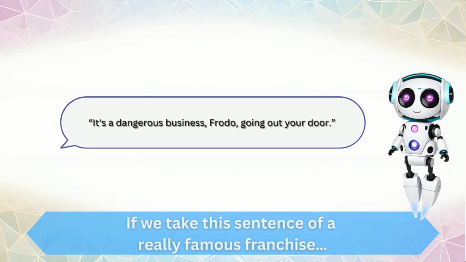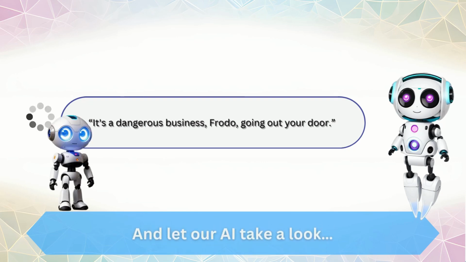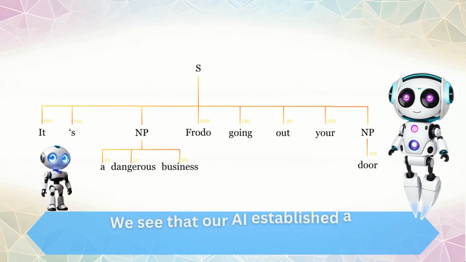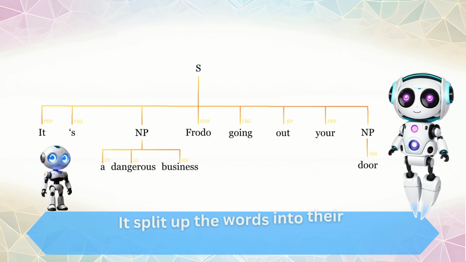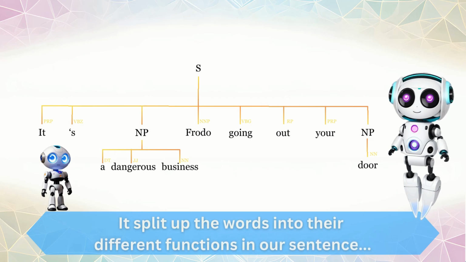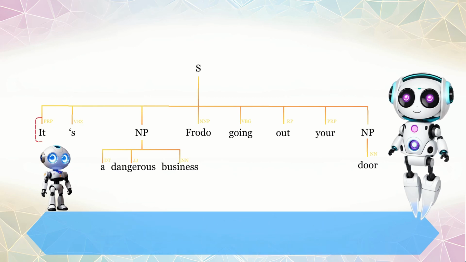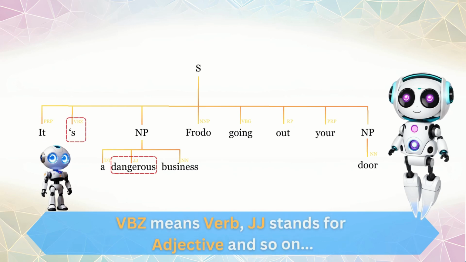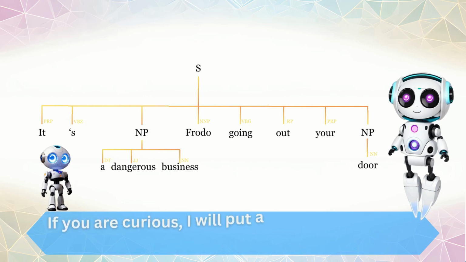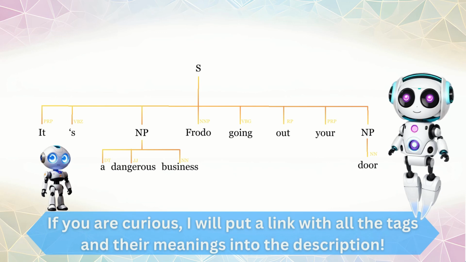If we take this sentence of a really famous franchise and let our AI take a look, we see that our AI established a system in our sentence. It split up the words into their different functions in our sentence. For example, it is a preposition, therefore it says PRP. VBZ means verb, JJ stands for adjective, and so on. If you are curious, I will put a link with all the tags and their meanings into the description.